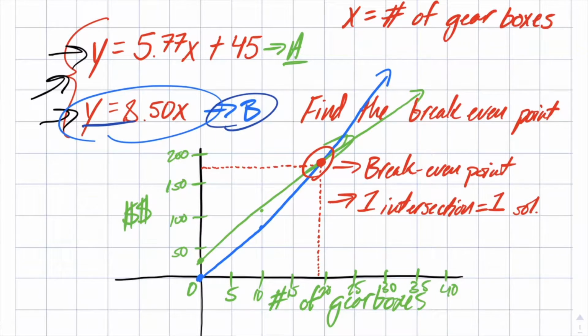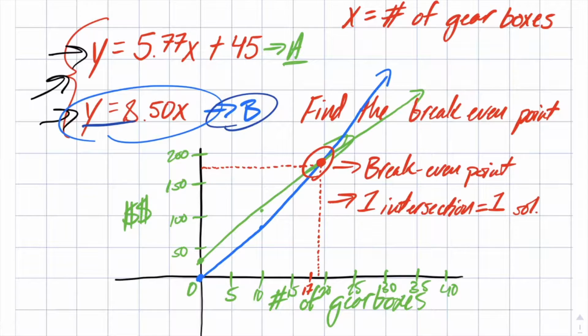Okay? Now, our graph isn't beautiful. I get that. But we can kind of figure out the answer. You know, kind of an estimate. We know that it'll be what? Maybe 17, 18, 19 gearboxes they need to sell in order to break even.